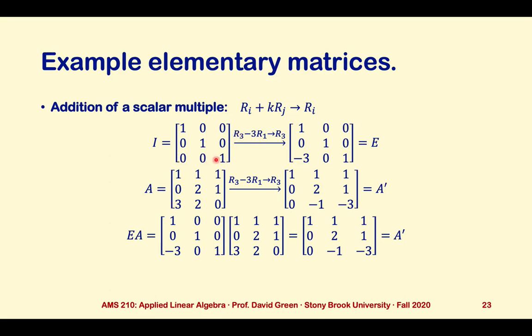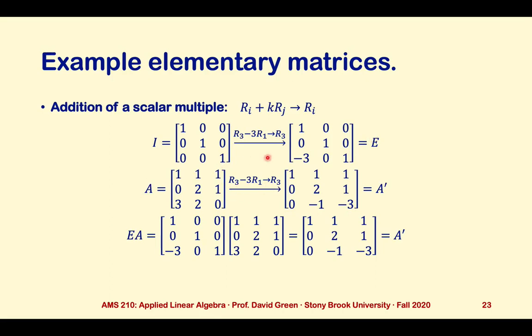Well, we would take row 3 minus 3 times row 1: 0 minus 3, 0 minus 0, 1 minus 0, gives negative 3, 0, 1 in the last row. The rest of the matrix looks exactly like I. This is our E.